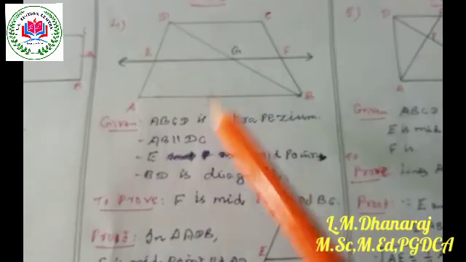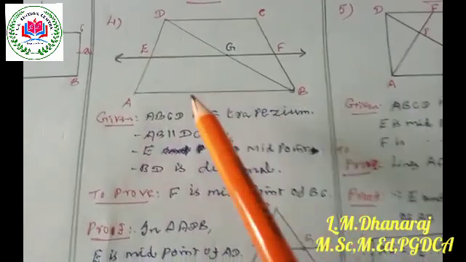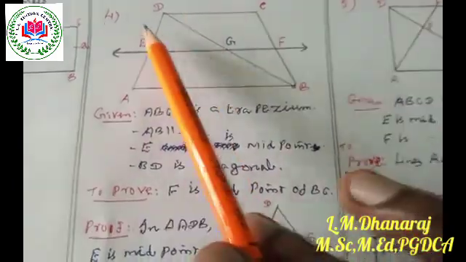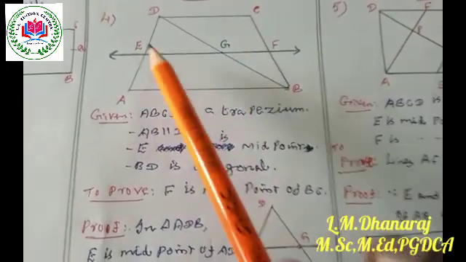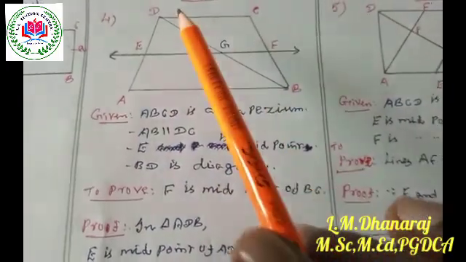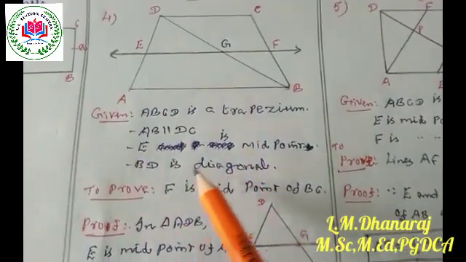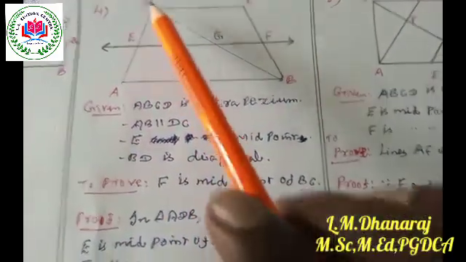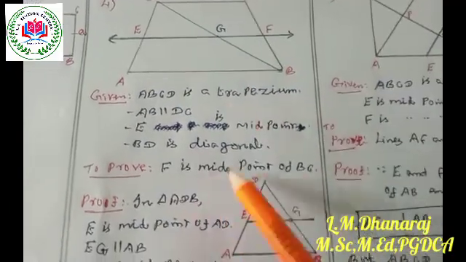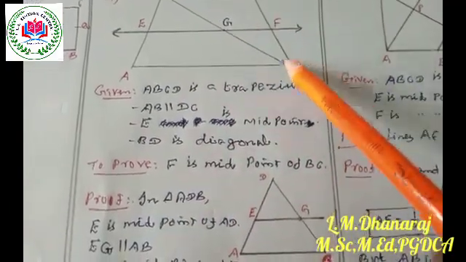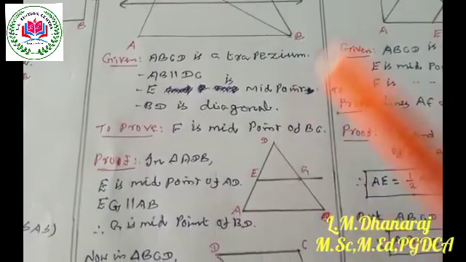Question number 4. ABCD is a trapezium and AB is parallel to CD, and E is the midpoint of the side AD. Okay, and BD is the diagonal. Now we have to prove that F is the midpoint of side BC. That is the one we have to prove.